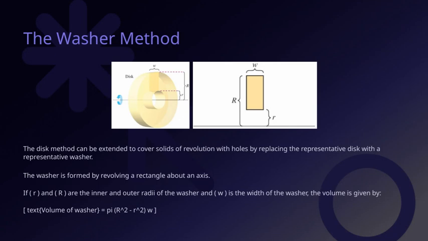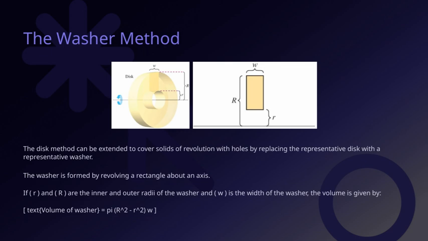So, the volume of the washer is given by this formula: pi times the difference of the squares of the outer radius R and the inner radius r, multiplied by the width w. If you think about it, R and r are the outer and inner radii of the washer, and w is its width. This helps us calculate the volume when the washer is formed by revolving a rectangle around an axis.